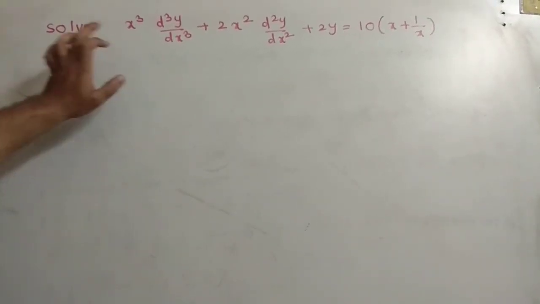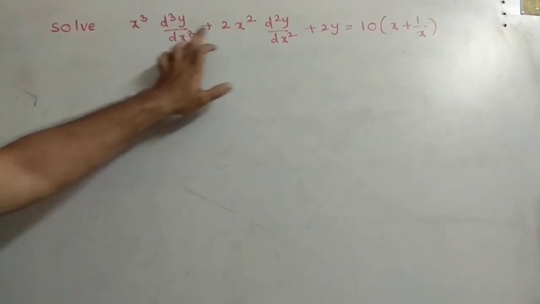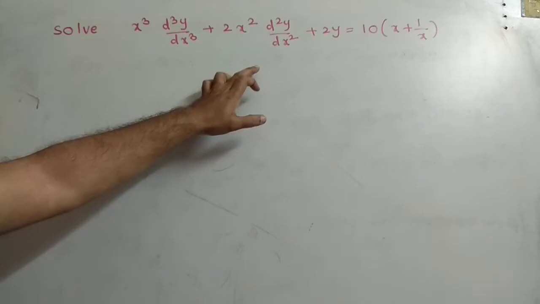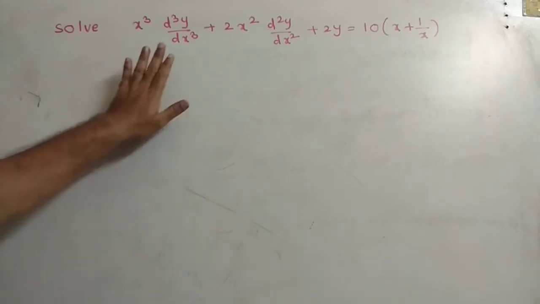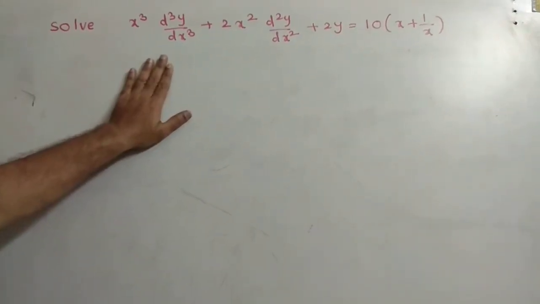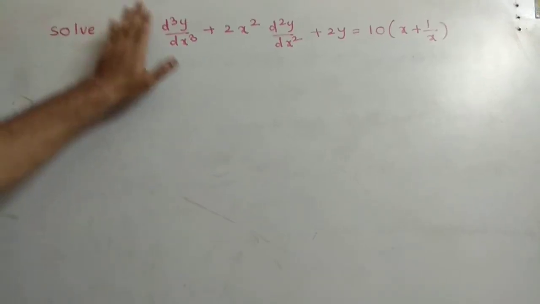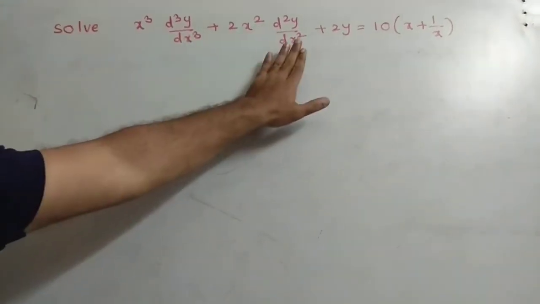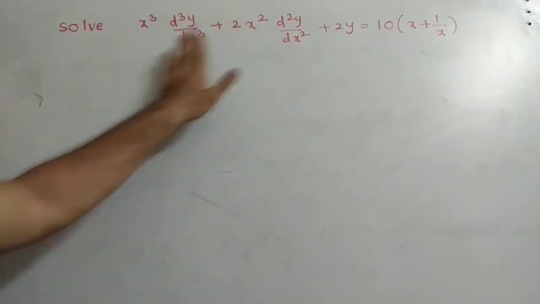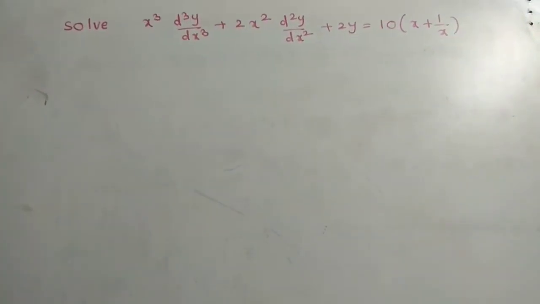Now let us have a problem. Solve x cube d cube y by dx cube plus 2x square d square y by dx square plus 2y equal to 10x plus 1 by x. So is it looking like a Cauchy Euler differential equation? The thing is, x cube should compulsorily have d cube, and x square must have d square. Like that it is in the same combination, so you can say that it is a Cauchy Euler differential equation.